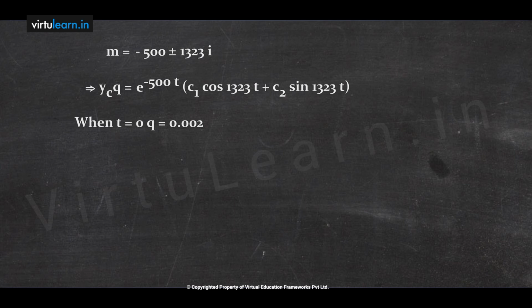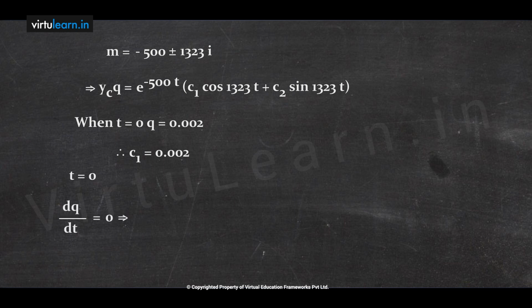Then they have given some conditions, which are the initial conditions. According to those initial conditions, you calculate the arbitrary constants, here c1 and c2. Now the first initial condition: time t is 0 and q equals 0.002. Substituting and simplifying with a scientific calculator, I got c1 equals 0.002. The second initial condition: t equals 0 and dq by dt equals 0.